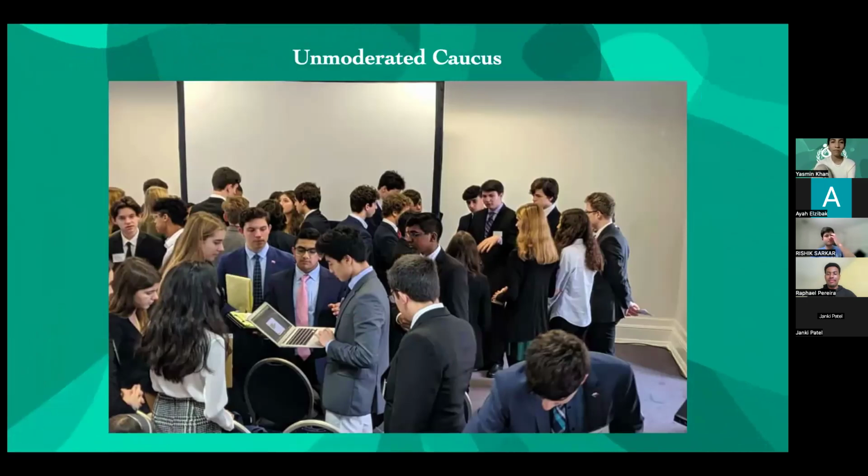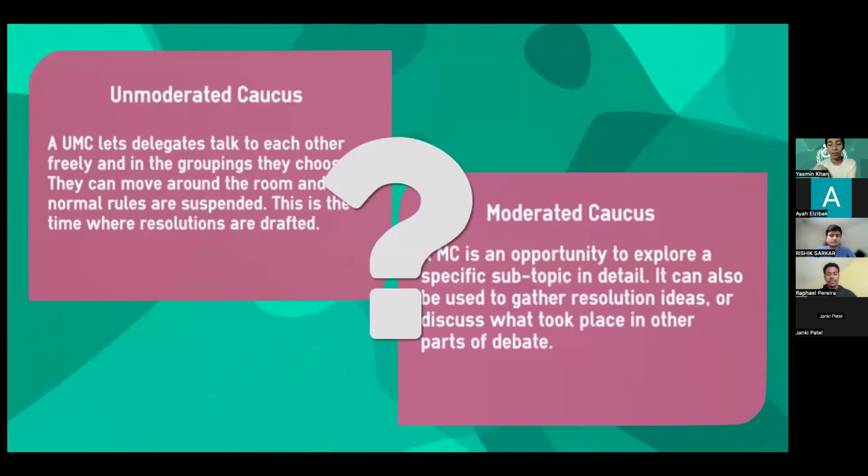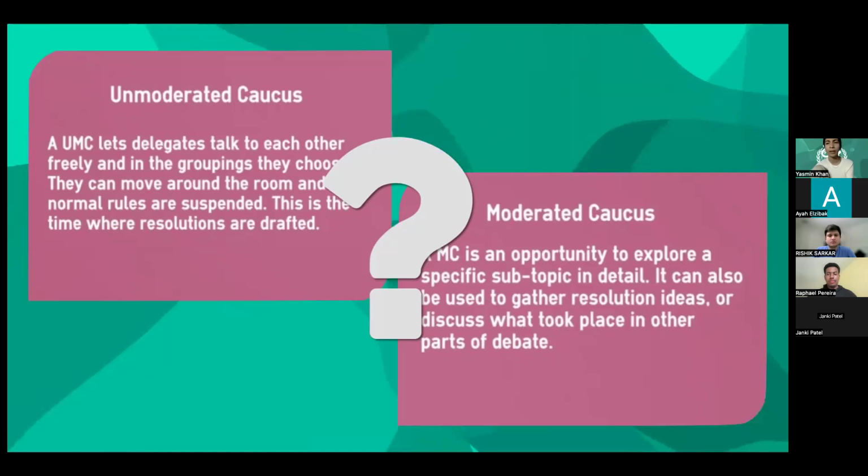So now that that was covered, the question becomes: how do you even start a moderated caucus or an unmoderated caucus? When does that begin in the discussion? When do you decide to start either one? When do you switch between the two? How does it work?